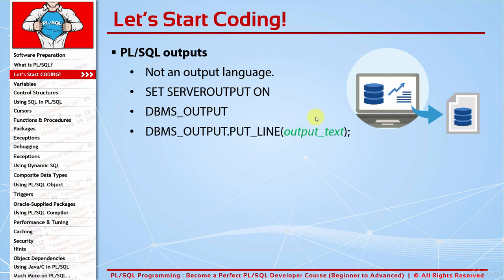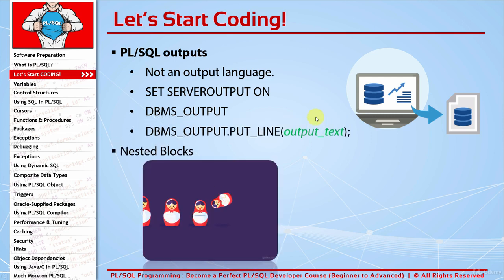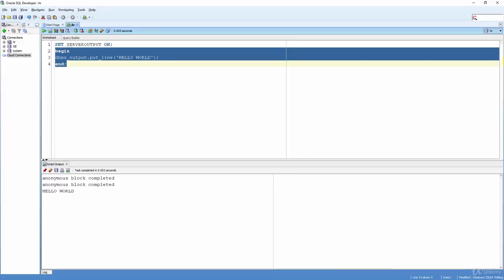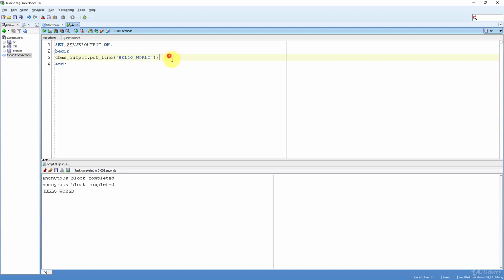Our subject is nested blocks. We can write another block inside of a block. This is called nested blocks. Let's turn back to SQL Developer. We can write another BEGIN END block inside this block. Let me write another BEGIN END after the DBMS_OUTPUT.PUT_LINE text.